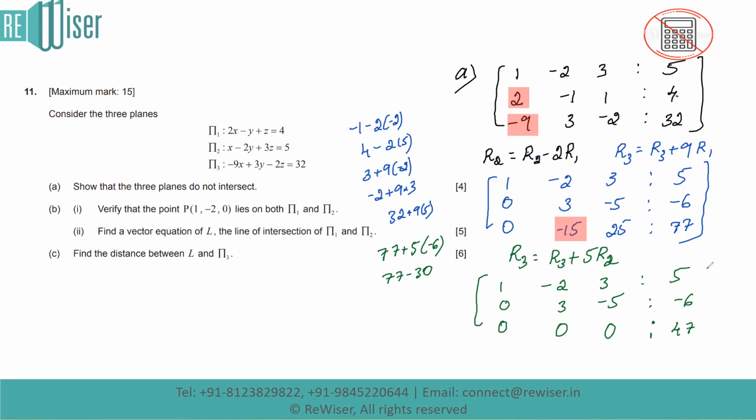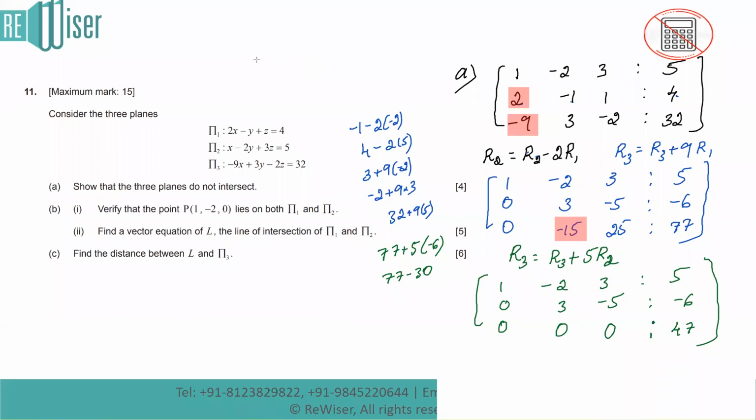So we are getting something like this. So that means I cannot solve this equation. Suppose I got some value at this position, suppose I had 1 or 2 or something, I would have taken 2z equals 47 and I would have got some result. But here, basically 0 times z is equal to 47. So that means we are saying that 0 equals 47.